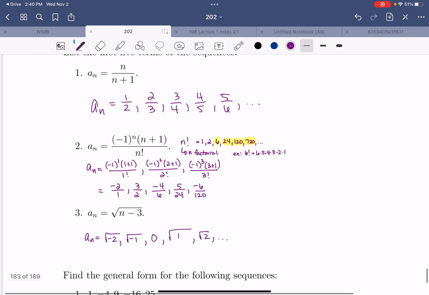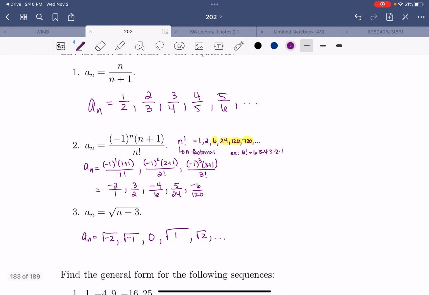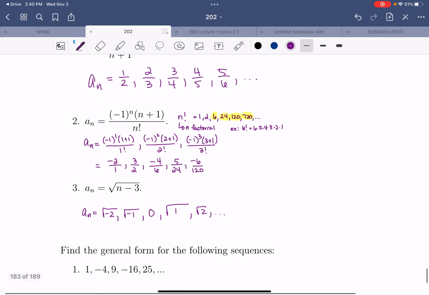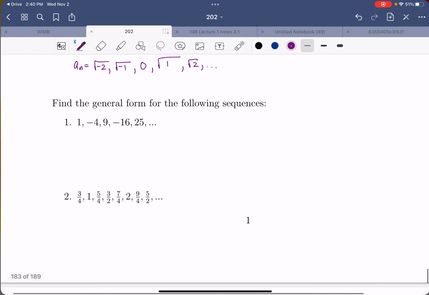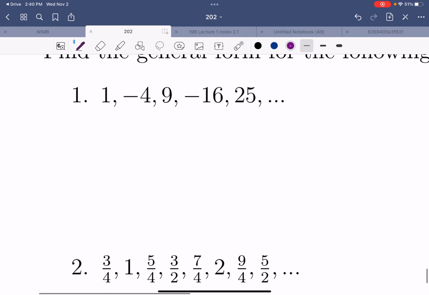If I give you the general form of the sequence, you need to be able to write out terms. Then, if I give you a sequence, I want you to be able to find the general form. So with this one, what is our a_n?